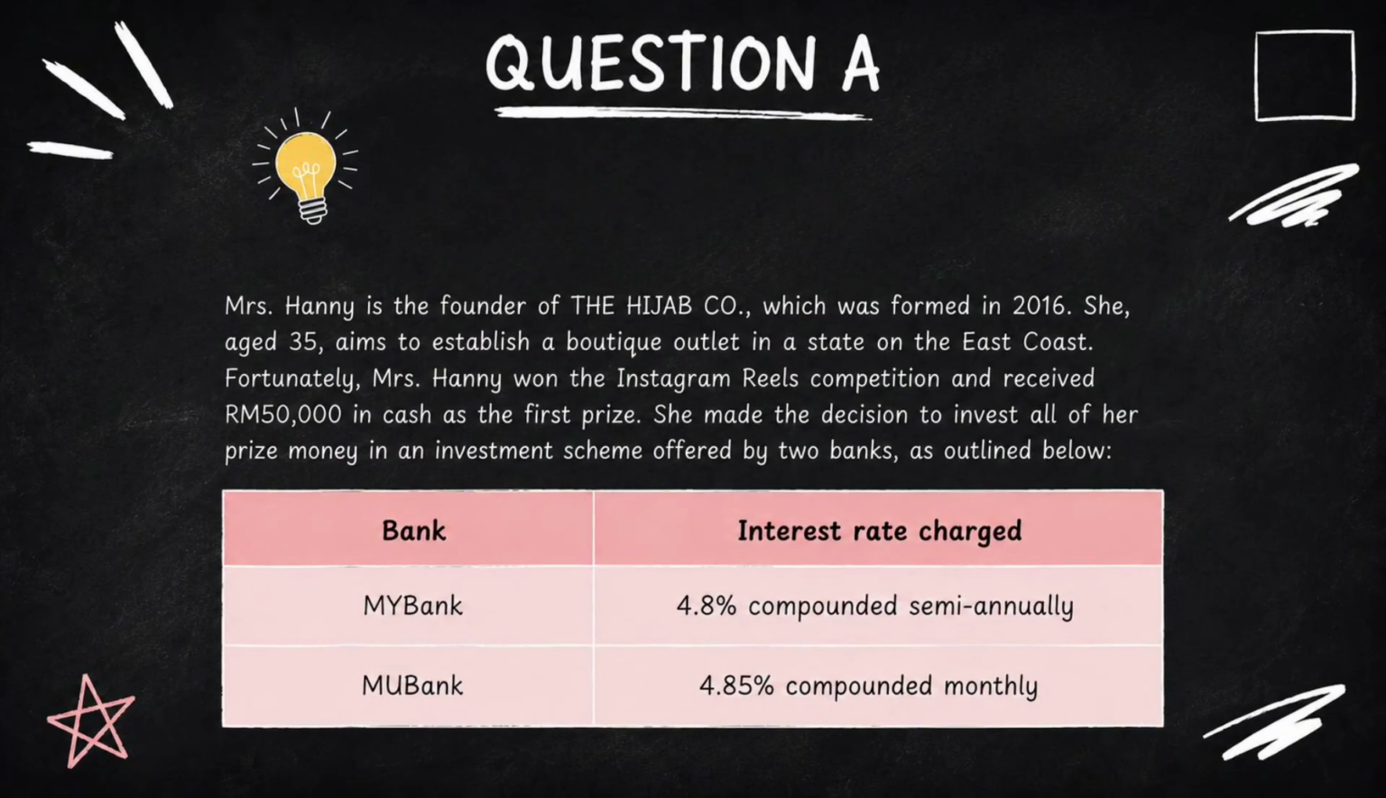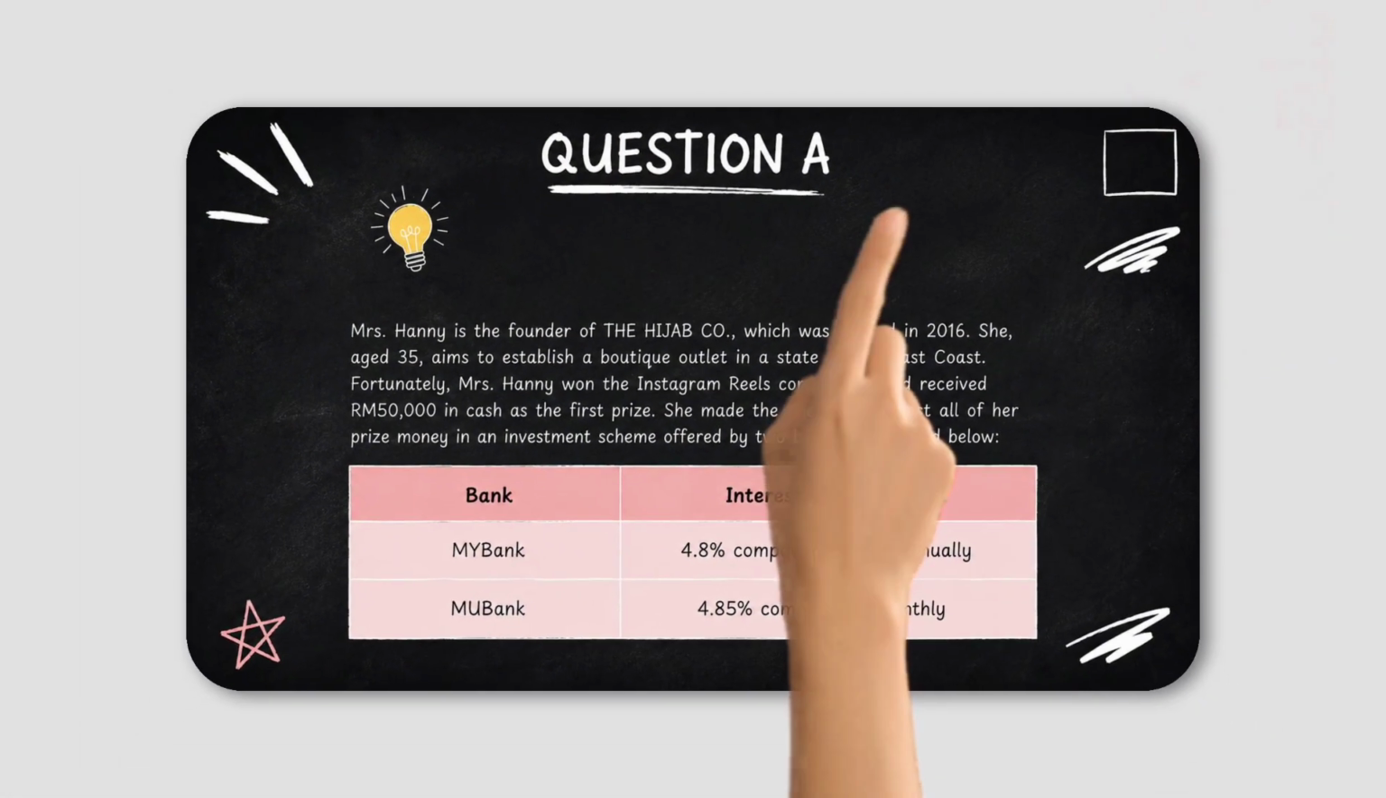Assalamualaikum and good day everyone. Today I will present case study 1, which involves comparing two investment schemes offered by my bank and MU Bank. Miss Hanis invests 50,000 ringgit from her competition prize money for a period of 4 years. We need to determine which bank provides the better return.